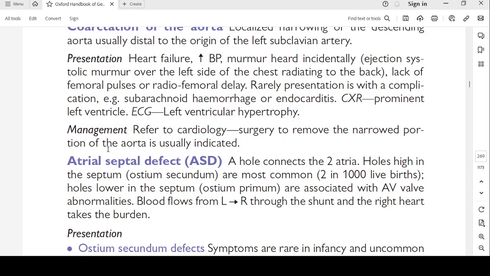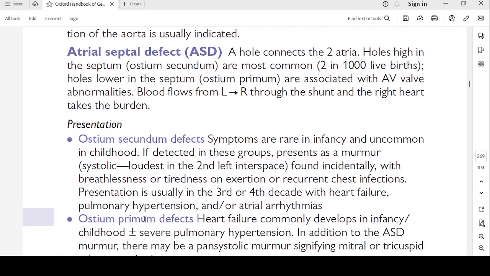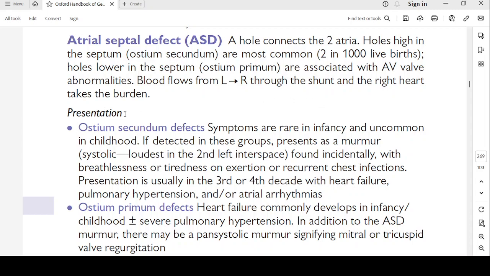Atrial septal defect. A hole connects the two atria. The holes high in the septum, that is ostium secundum type, are most common, 2 in 1000 live births. Holes lower in the septum, that is ostium primum type ASD, are associated with AV valve abnormalities. Blood flows from the left to right through the shunt, and the right heart takes the burden because left atrial pressure is more than right atrial pressure.